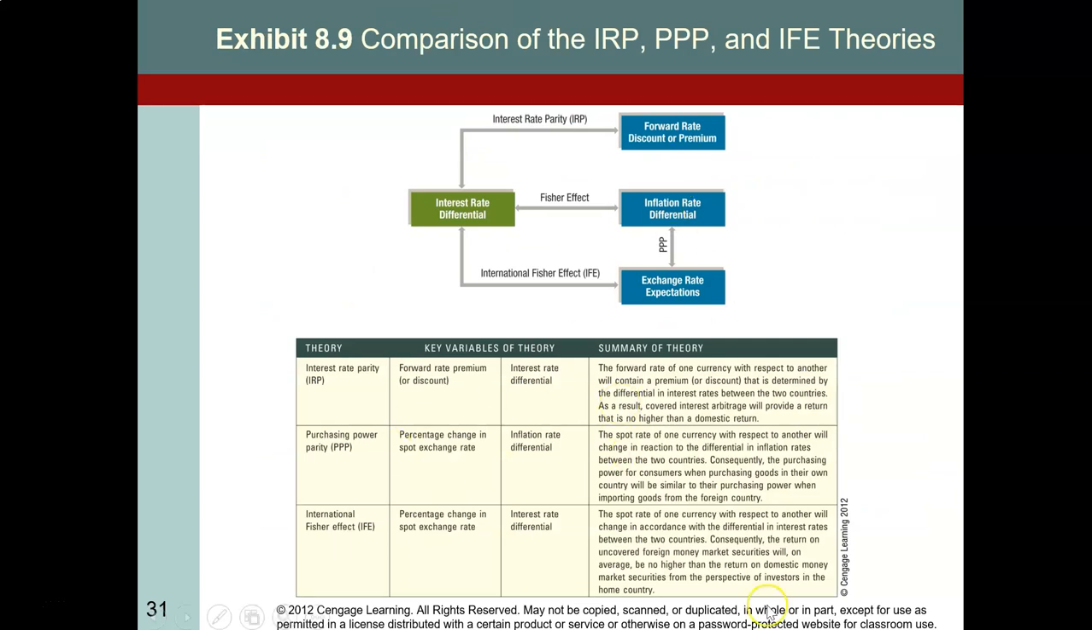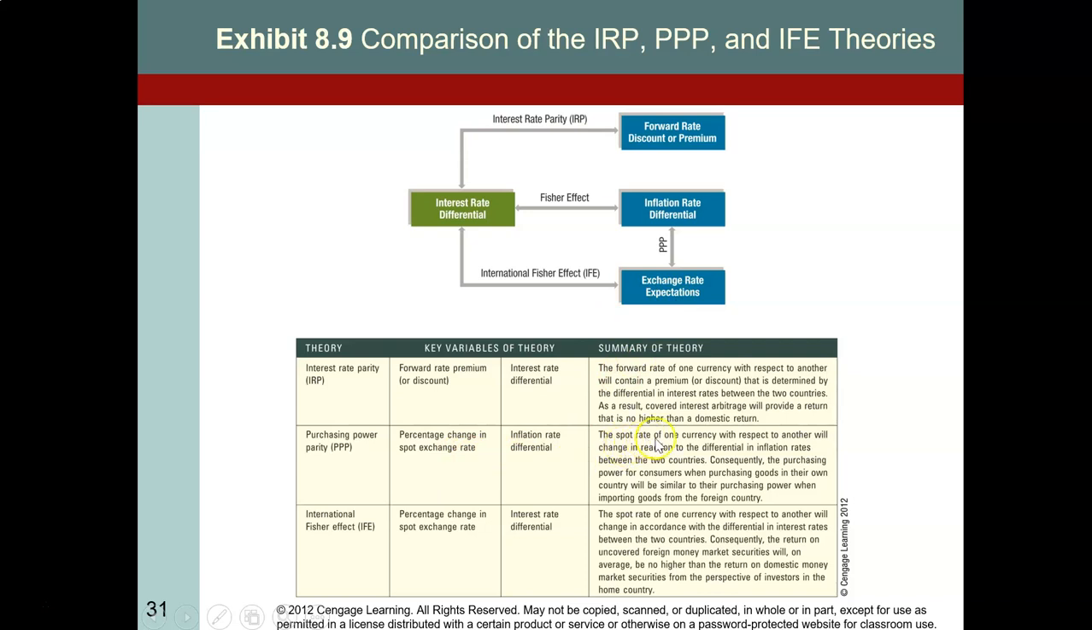Again, this graph shows us the summary of the theories. Interest rate parity is telling us how interest rate difference can affect forward premium or discount. The forward rate of one currency with respect to another will contain a premium that is determined by the difference in interest rate between the two countries. As a result, covered interest arbitrage will provide a return that's no higher than a domestic return. Purchasing power parity is telling us that the inflation rate difference can affect the percentage change in spot exchange rate.